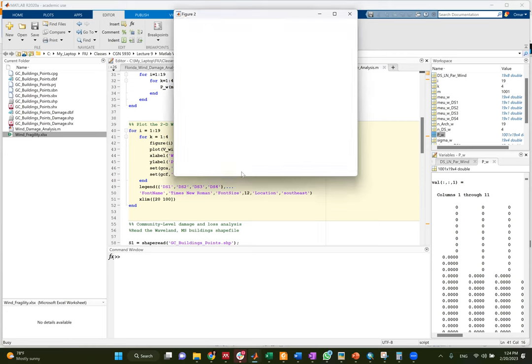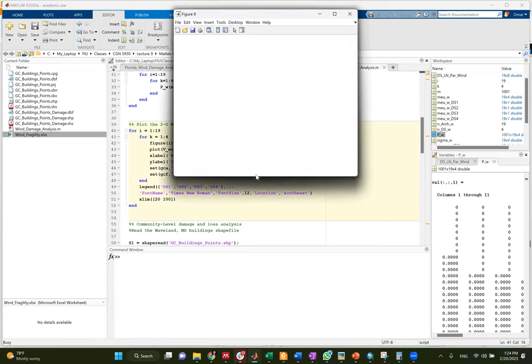Should we subtract one from the CDF? Because it's an exceedance probability, and you want the exceedance probability. It's the lognCDF? Yeah, it's exceedance probability.